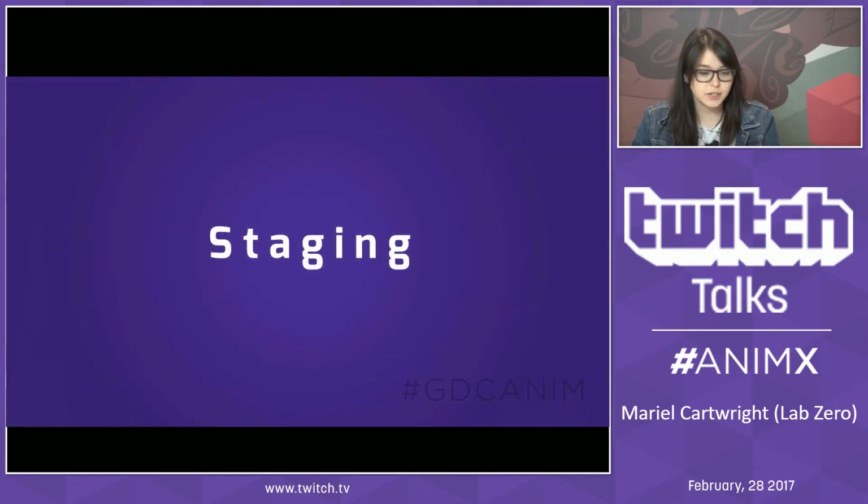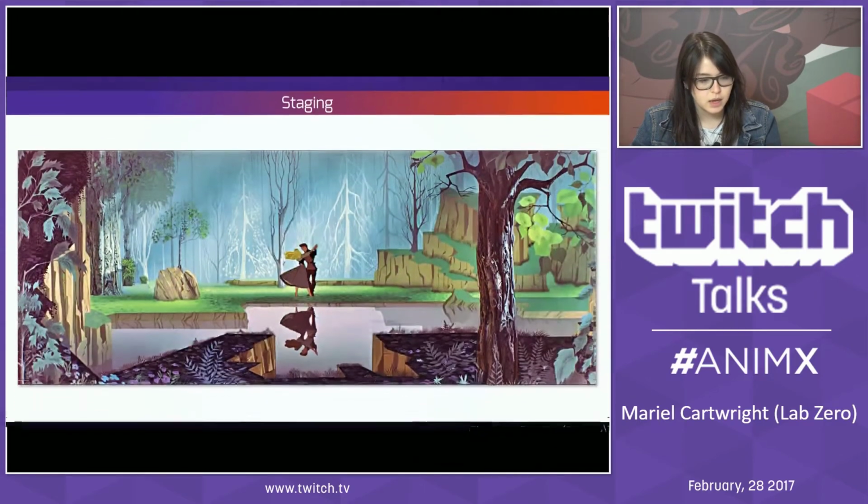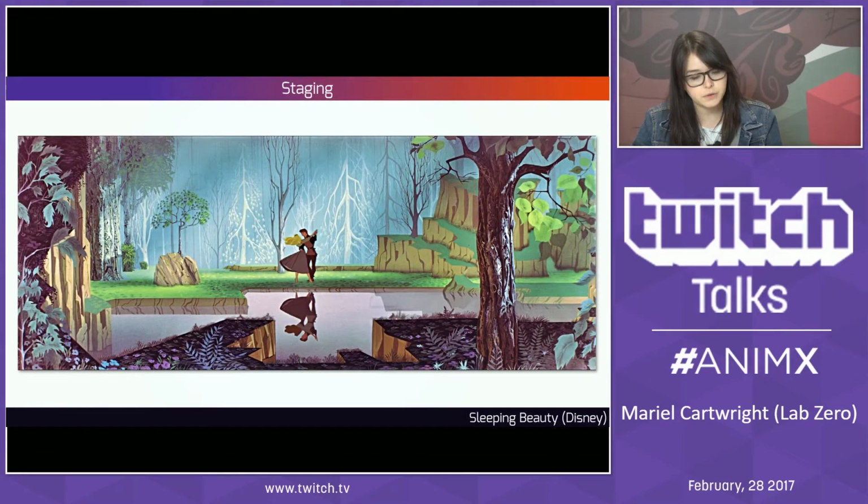Next, we have staging. In The Illusion of Life, staging refers to the presentation of your idea so that it's as clear as possible, whatever that idea is. Whether it's color, composition, light, camera angle, it's all about making sure that your idea is coming across clearly.